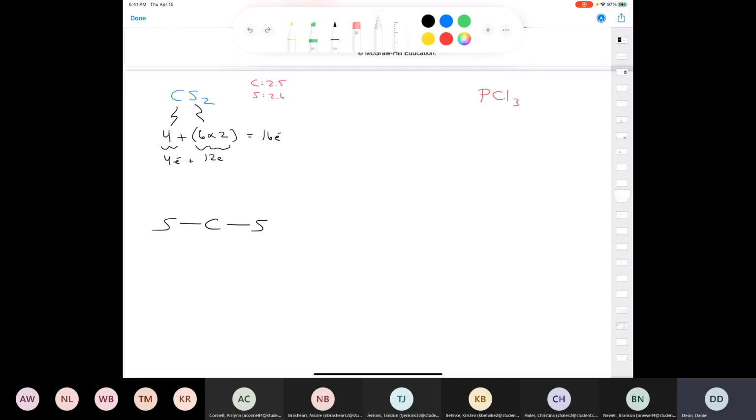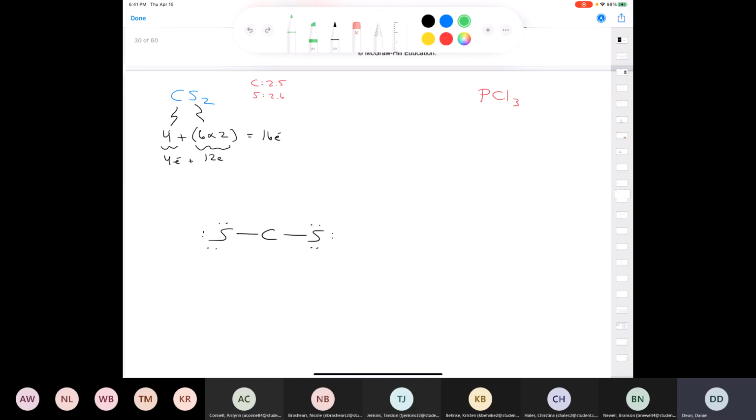Okay. Now we've got that far. So now we've used up a total of 4 valence electrons. We've got 12 more to go. Where are we going to put them? Well, what if I filled up the octets of the 2 sulfurs? Look, 1, 2, 3, 4, 5, 6, 7, 8, 9, 10, 11, 12. Now both of my sulfurs are surrounded by 8 electrons.